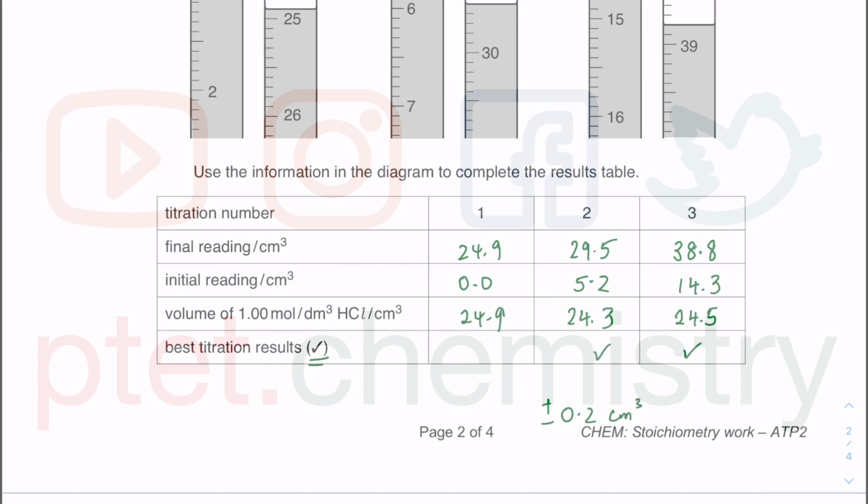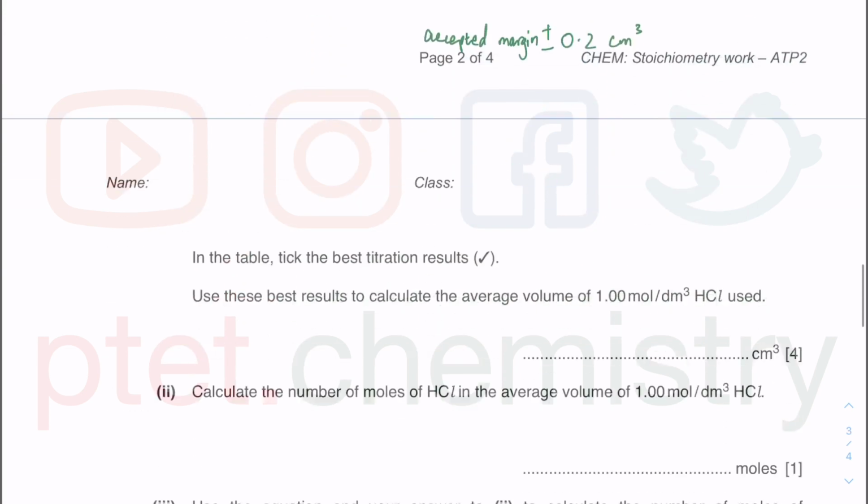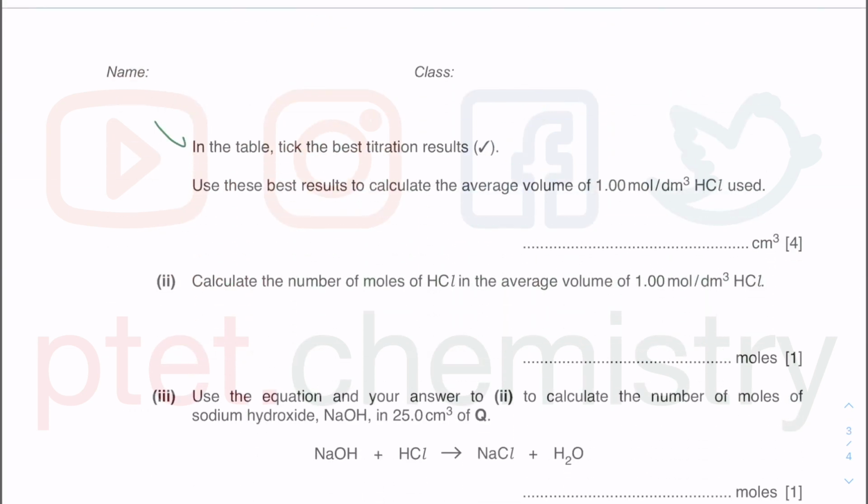So here I can put a tick on these two, but not this and this because they are too far apart. These and these are too far apart because they are 0.4 cm3 apart and not within the accepted margin. This is the accepted margin of error. In the table, take the best titration results already. I need to calculate the average volume.